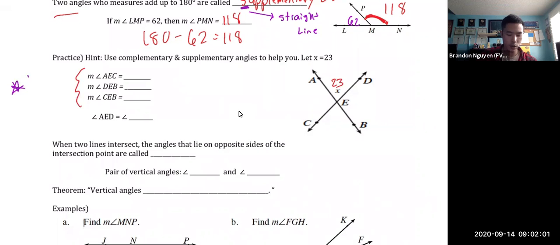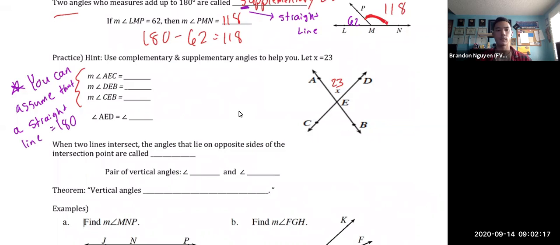In general, we shouldn't judge by looks in math, but you can assume that a straight line equals 180 degrees. So if you see a straight line, you don't need to be like, oh, but there's no markings that it's a straight line. That's one thing you can always just assume.